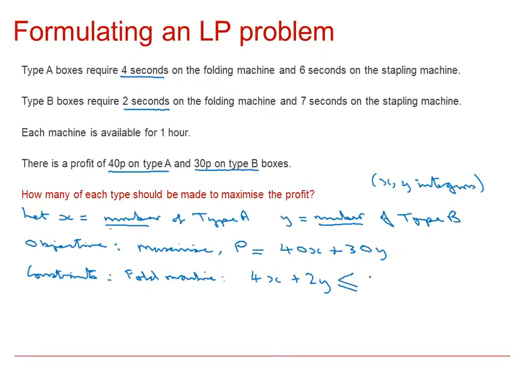Make sure you don't mix up units here. The left hand side is in seconds, so we need the right hand side in seconds. So that's 3,600 seconds. So the total time folding boxes must be less than or equal to what is in effect 1 hour. There's also a constraint on the staple machine.